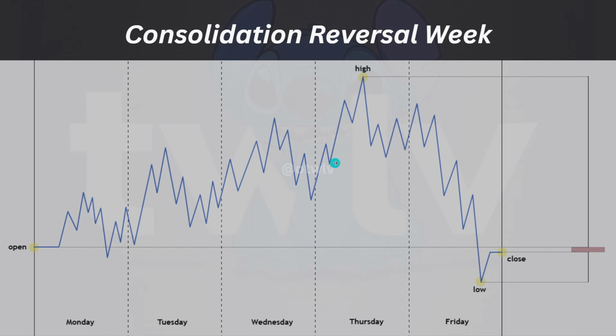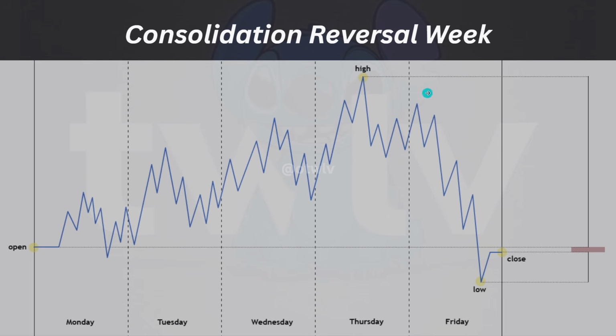And here is a consolidation reversal week. Again, here's what the weekly candle will look like. This is typically not a good week. Normally this is a news week on Friday, like NFP. So this is a tough week to trade. It's kind of hard to anticipate in the moment, but just knowing that, okay, that was a consolidation reversal week, right?